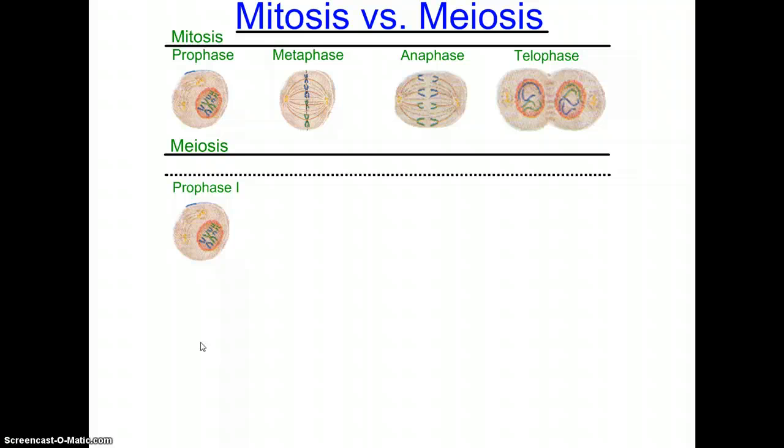How many of those would we have matching up, by the way? How many pairs? 23, right. 23 from mom, 23 from dad for a total of 46, or 23 pairs. I like to think of it as shoes. Got the left shoe from mom, right shoe from dad. You have 23 pairs of shoes, but you have 46 individual shoes. Making sense?